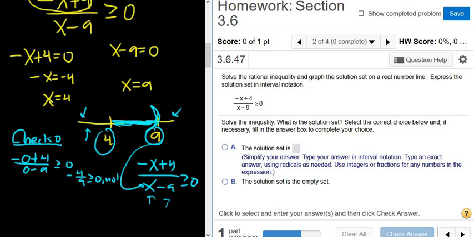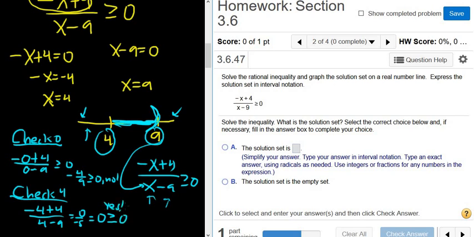The 4 comes from the top. You can check it manually, or you can do it in your head. If you plug it back in, you get negative 4 plus 4 over 4 minus 9. So you get 0 over negative 5, and that's equal to 0. And that's greater than or equal to 0 because it's equal to 0. So this is true. So we include the 4, so we use a bracket. So the final answer here would be bracket 4, comma 9 with a parentheses.